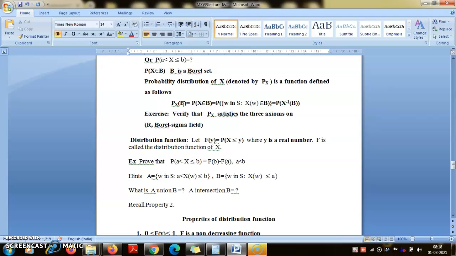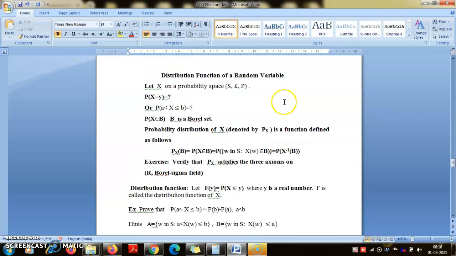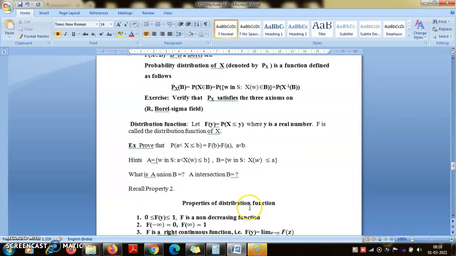So given any Borel set B, I want to measure PX(B). That is called the probability distribution, and since we know how to measure the probabilities of subsets of S using P, we make use of that. For any B, we look at the pre-image X inverse of B, those points in the domain for which X is in B, and assign the corresponding probability P. Now this is the idea.